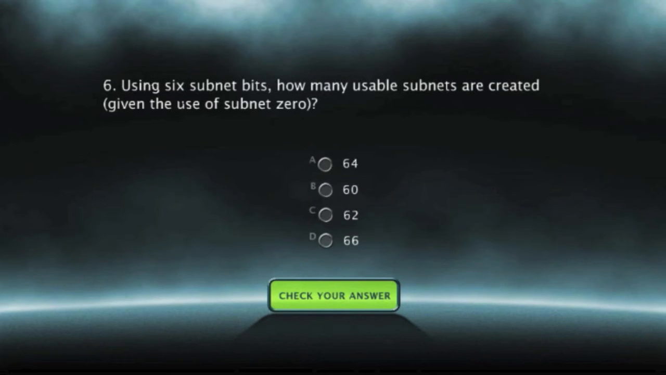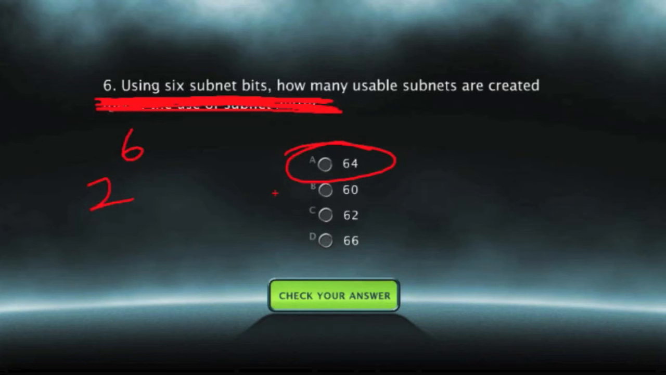Using 6 subnet bits, how many usable subnets can you create given the use of subnet 0? You can actually ignore this. The exam would not bring this up. Subnet 0 is assumed. They're not even going to ask about that anymore. So just using 6 subnet bits, how many subnets can you create? What's that formula that I taught you? Great job. It's 2 raised to the 6th. And that is 64. Good job.